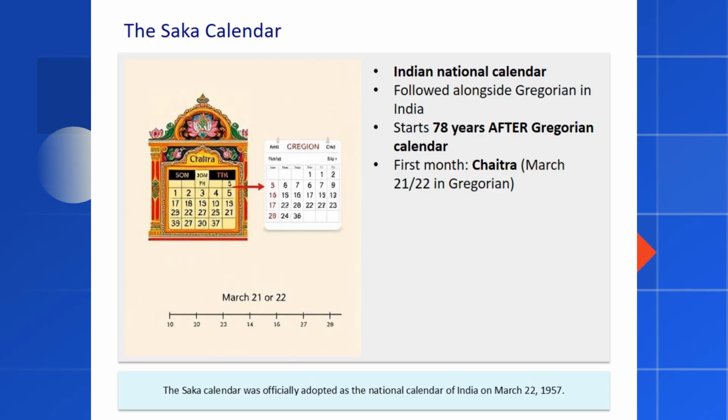The very first month of the Saka calendar is called Chaitra. The first day of Chaitra usually falls on the 21st or 22nd of March, according to the Gregorian calendar. Did you know that the Saka calendar was officially adopted as the national calendar of India on March 22nd, 1957? That's quite recent in history.